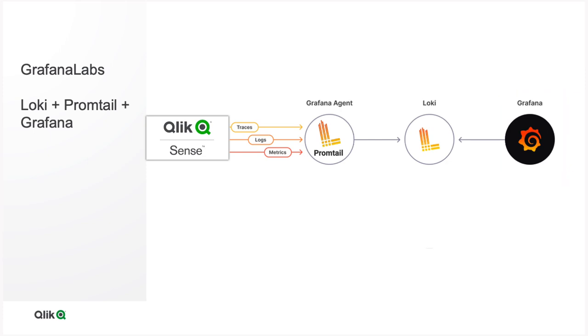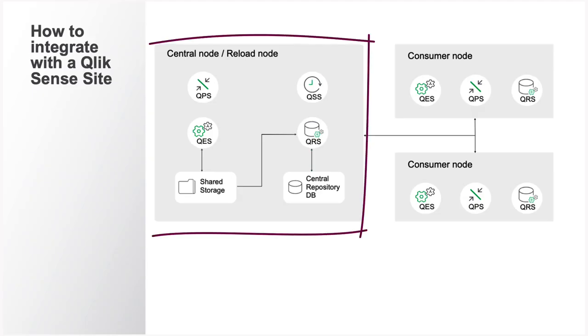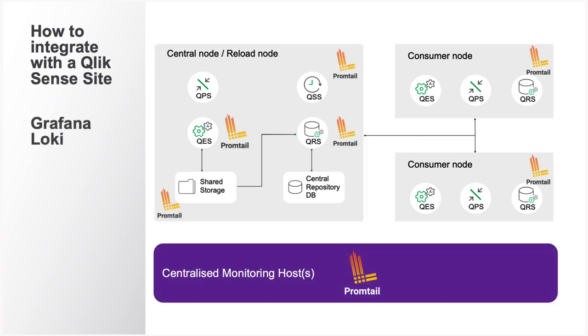Okay. So with Grafana Loki, where would those services need to be installed? Looking at a very simple setup, you have your central node, and two consumer nodes. You would install a Promtail log monitor configured for each of the services that you want to monitor. And then all of these would be communicating to a central Grafana Loki repository.